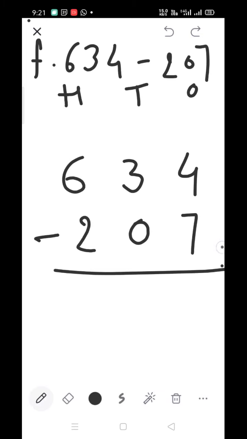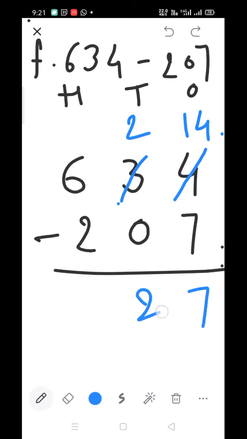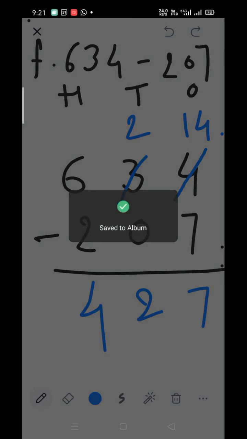4 minus 7, we cannot subtract as 4 is smaller than 7. So we have to take a borrow from the 3. 4 as it is, take a 1 borrow from the 3, write down 1 here, and in place of 3 write down 2. Now 14 minus 7, 7. 2 minus 0, 2. 6 minus 2, 4. Answer is 427.